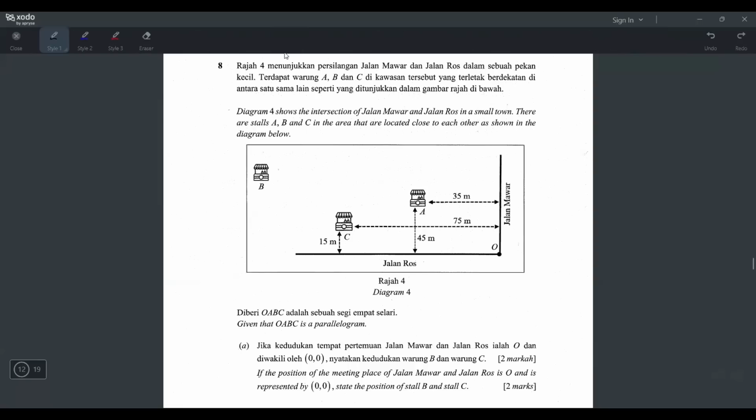Okay, let's do number 8. So I think this is, what is this? Okay, I think it's coordinate geometry, but I'm not too sure. I have to read the question first. But just by looking at the diagram, I think it's coordinate geometry.